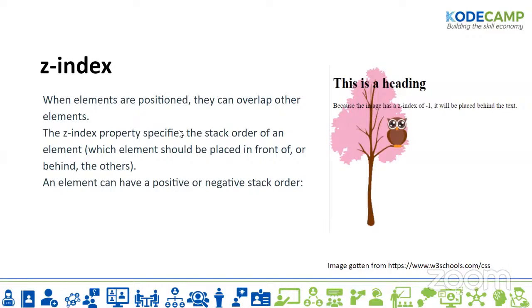So when elements are positioned, they can overlap other elements. The Z index property specifies the stack order of an element, which element should be placed in front of or behind the others. So Z index can be a positive or a negative value. It can be a positive or negative stack. Let's take it.